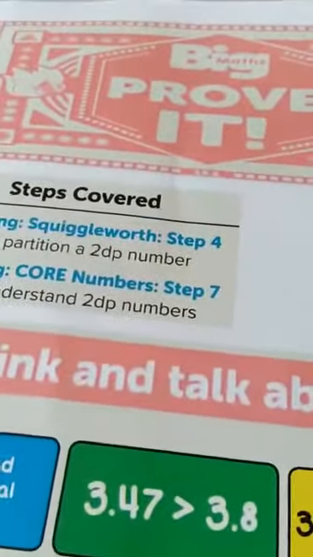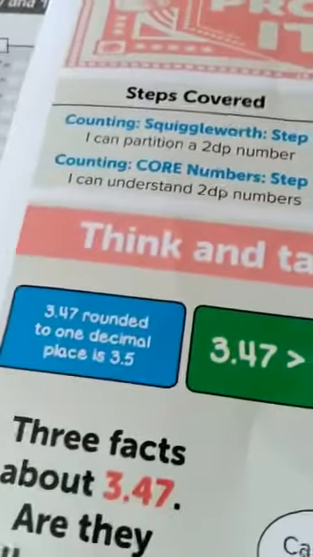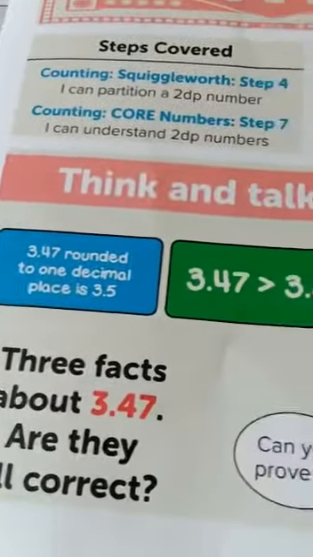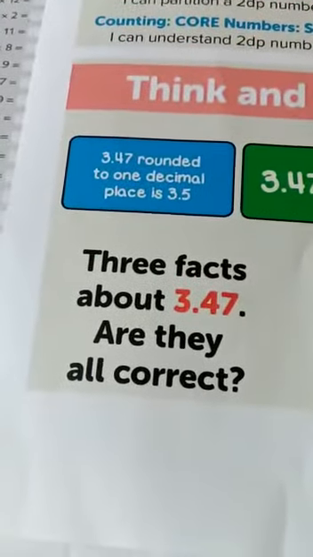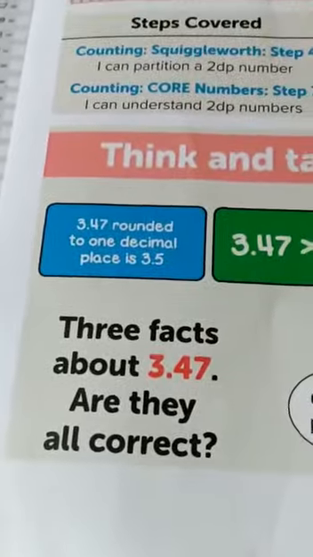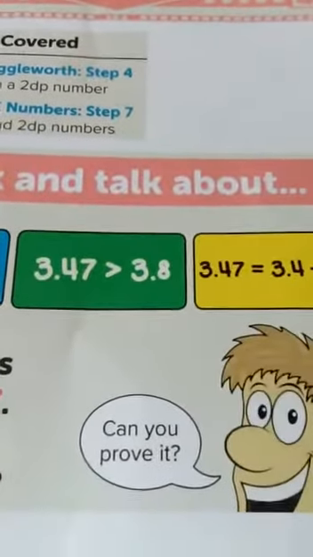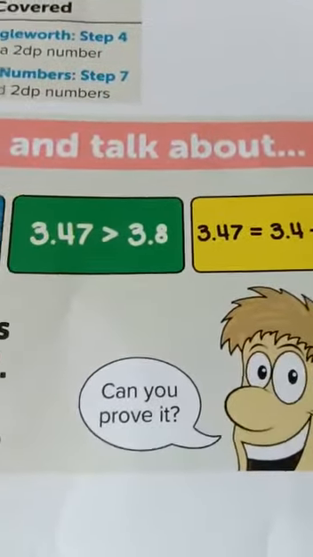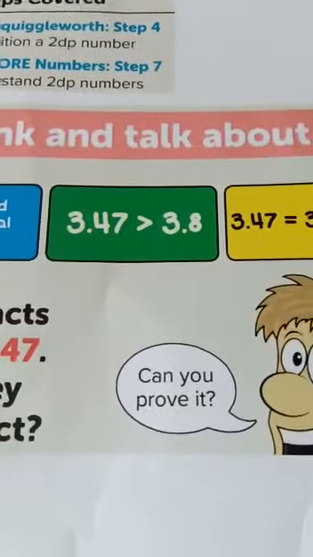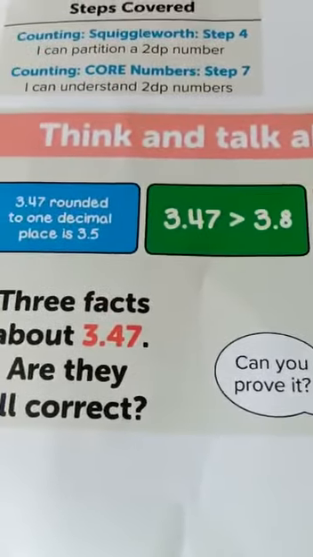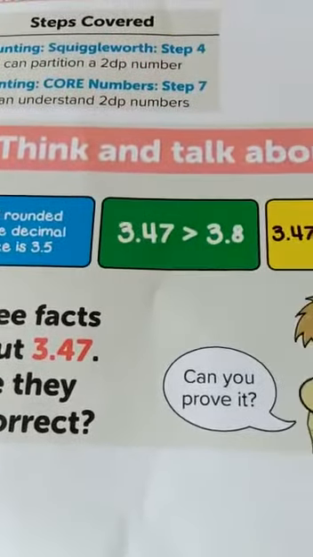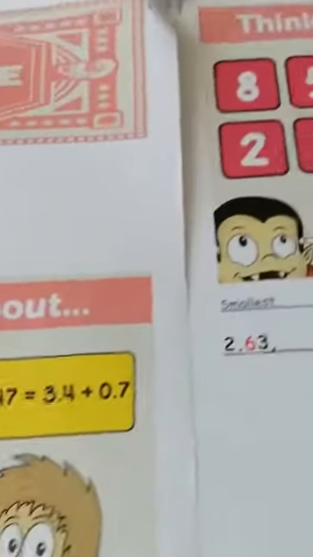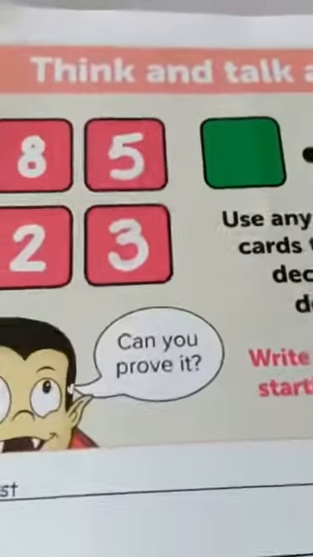Okay, and the next part is to prove these activities. So here we have 3 statements about 3.47, and are they all correct? So look carefully at them. Which ones are incorrect? And how can you prove it? So if you can just get a piece of paper and work out which statement is true, which one is incorrect. And then another one is to think and talk about these.